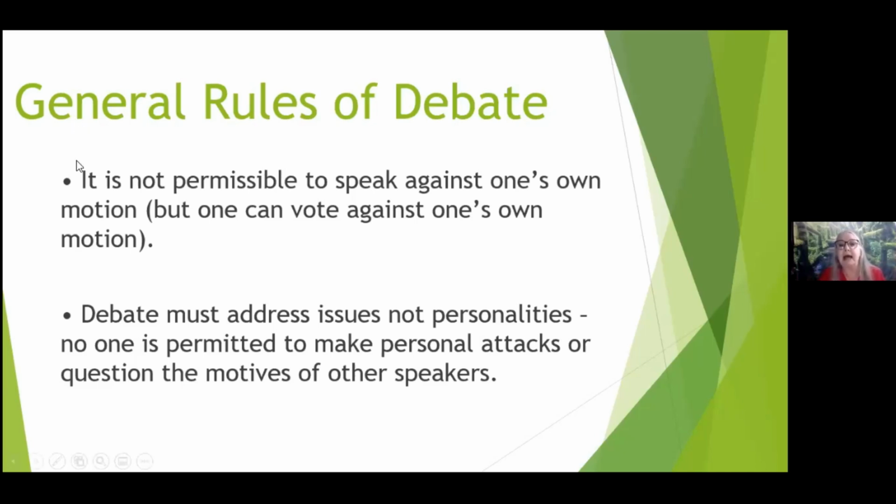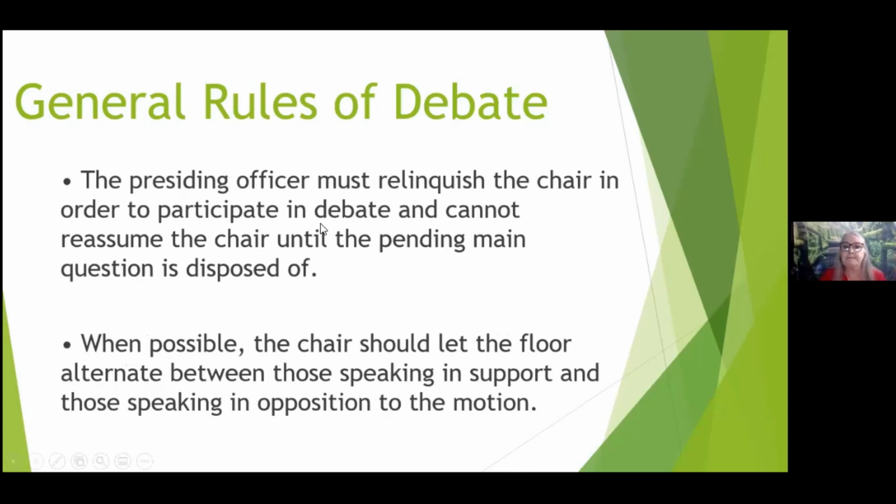And your debates have to be about issues, not personalities. No personal attacks, no questioning the motives. Talk about specifically what the motion is and where it's going. Again, if the presiding officer wants to debate, they have to turn the chair over until that motion is taken care of.